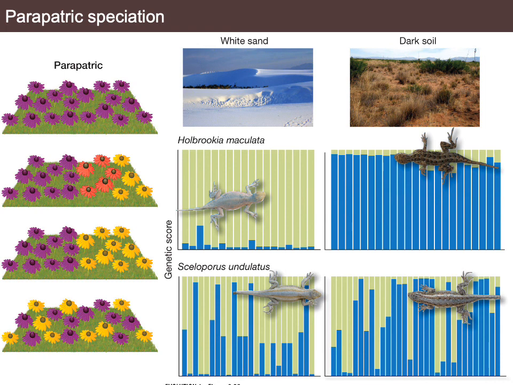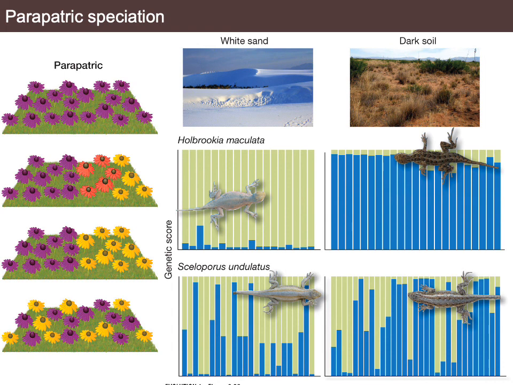The bars represent individuals. Now, the color of the bar represents the proportion of the genome that is derived from a white sand ancestor, green, or the proportion of the genome that is derived from a dark soil ancestor, blue. Okay, so if you look at the Holbrookia collected from the white sands region, most of their genome is derived from a white sands ancestor. And conversely, for the dark soil populations, they're almost all dark soil ancestors.